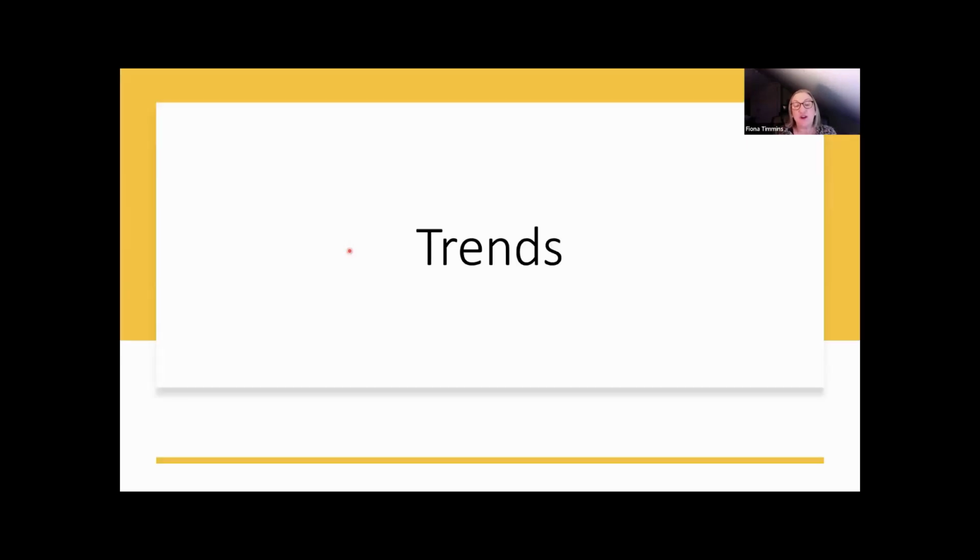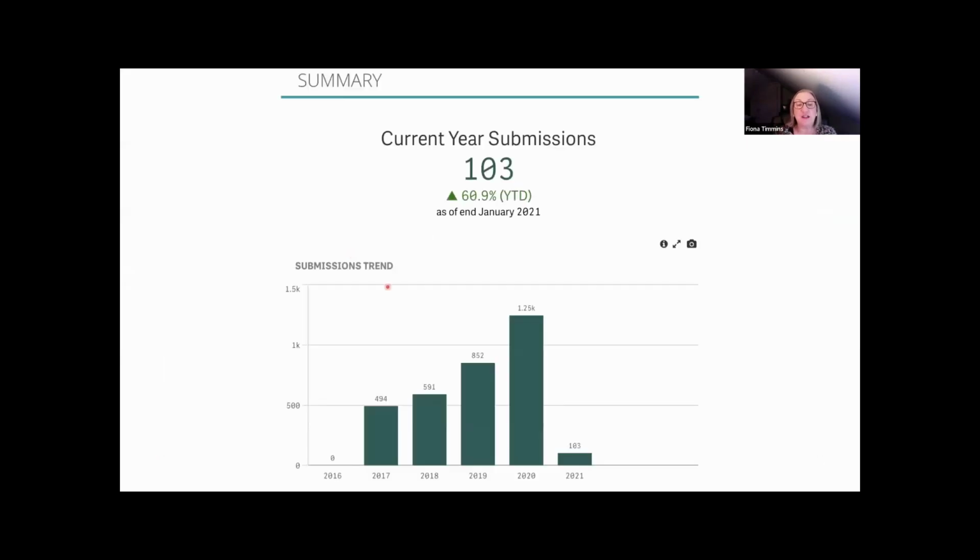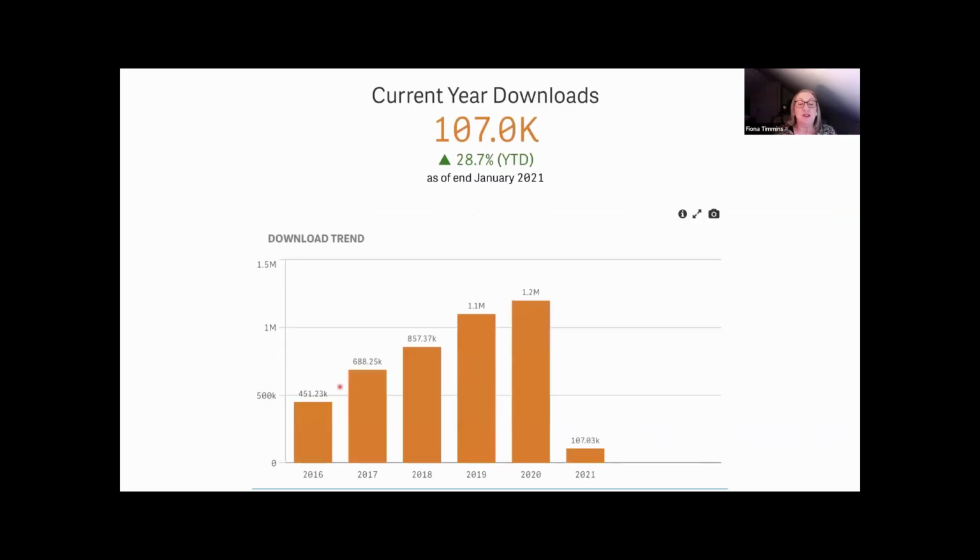So just a couple of trends to note from our journal, just out of interest. This is over the years how much the submissions have increased. And you can see, and this is across many, many journals, that there's been a twofold, threefold, fourfold increase in submissions. And in fact, we're publishing more. Similarly, the downloads: look at that fourfold increase in downloads to 1.2 million last year.